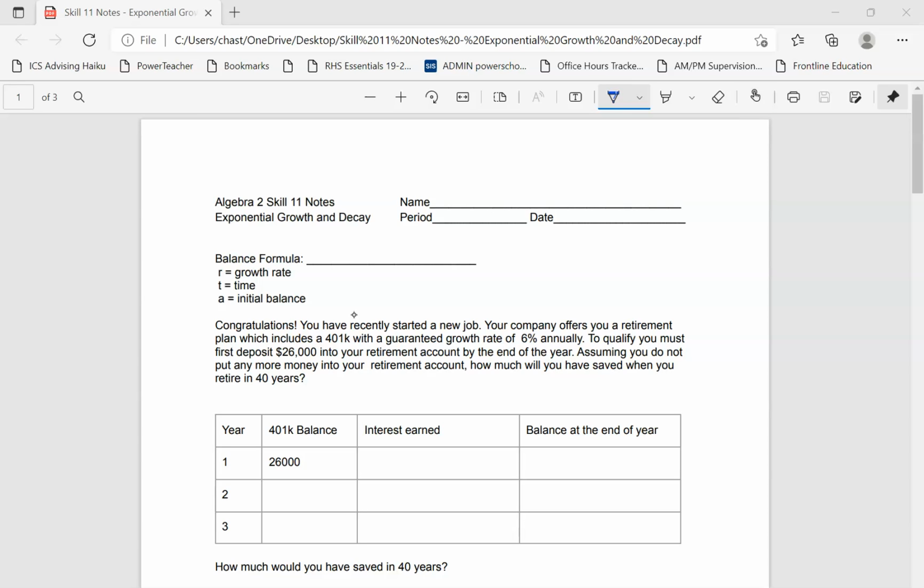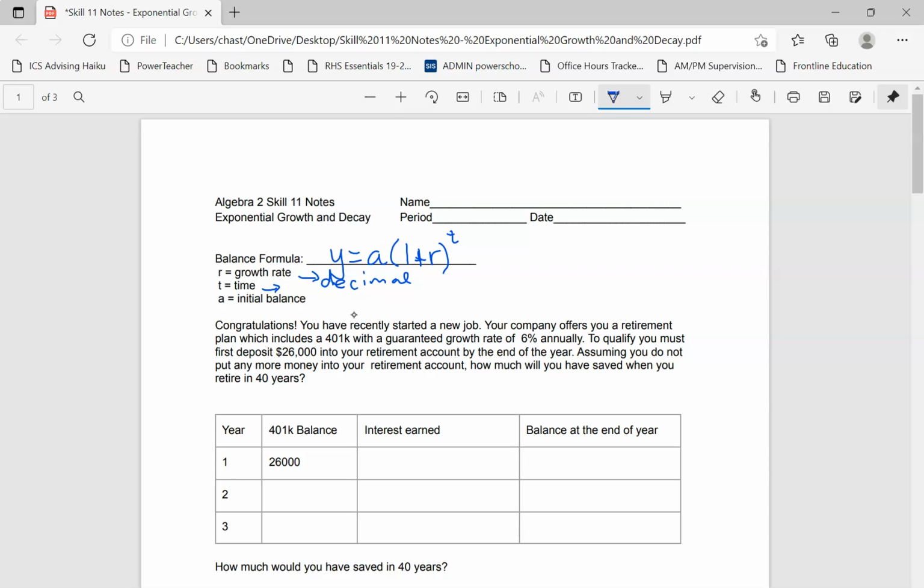When you are dealing with things that are growing by a certain percentage, we're going to use a balance formula that looks like this: y equals a times 1 plus r to the power of t. R is going to be your growth rate. Notice it'll need to be as a decimal. T is going to be time. That'll need to be based on whatever the units are in the problem, but most likely going to be years. And then a is your initial balance, so the starting value.